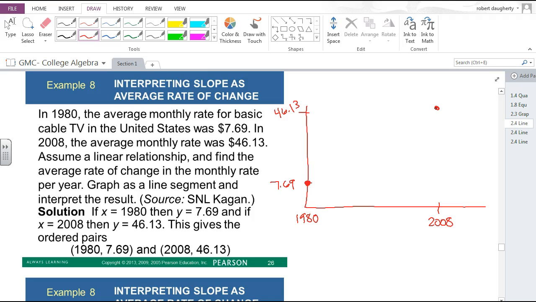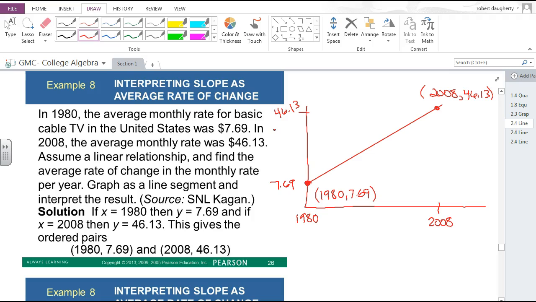So that tells me that my graph has the point 1980, 7.69. That's one point on my graph. And then 2008, 46.13 is another point on my graph. So what I need to do is just figure out drawing a line between these two, which is what you see there. So I've got a linear relationship that tells me what this is.